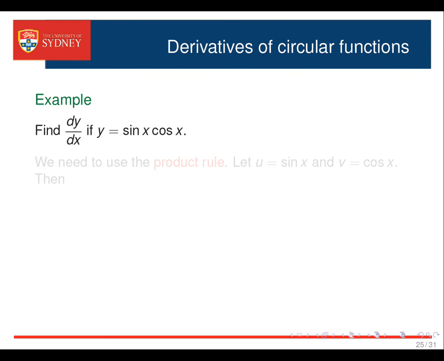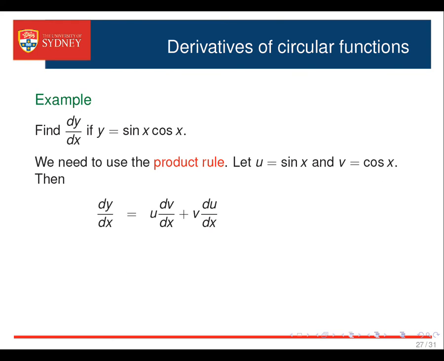Now here's an example which involves the product rule. To find the derivative of y equals sine x times cos x, we let u equals sine x and v equals cos x. Then the product rule gives that the derivative of y is u times the derivative of v plus v times the derivative of u. Now u is sine x, and the derivative of v is minus sine x. Remember the negative sign. V is cos x, and the derivative of u is also cos x. So the answer is minus sine squared x plus cos squared x.